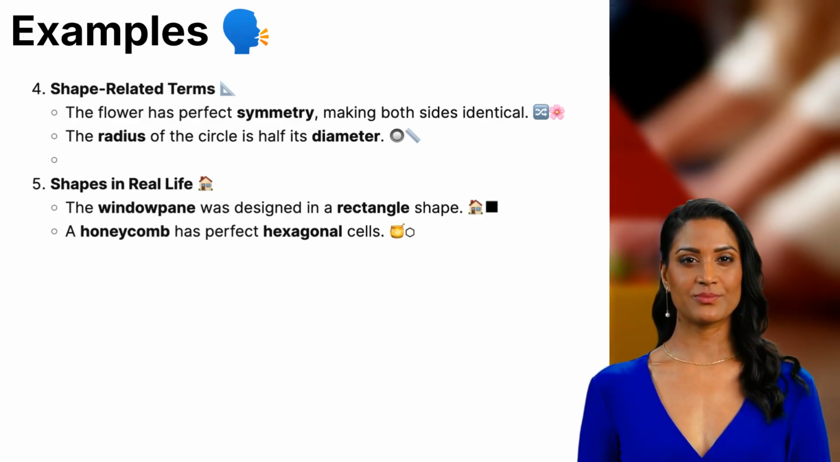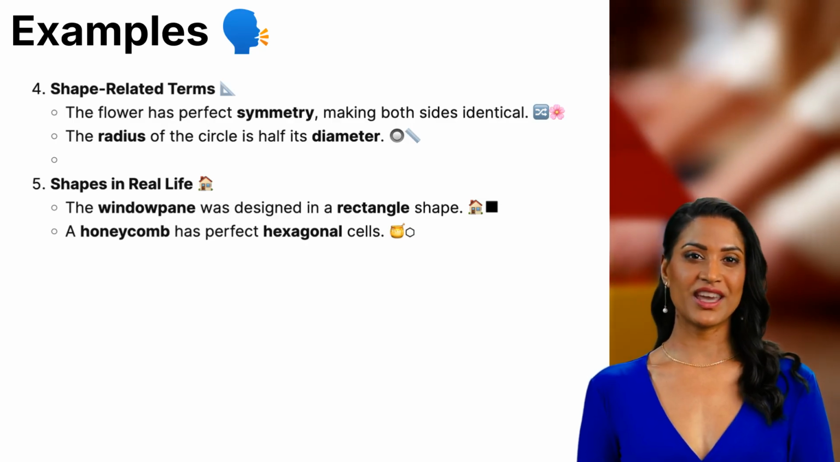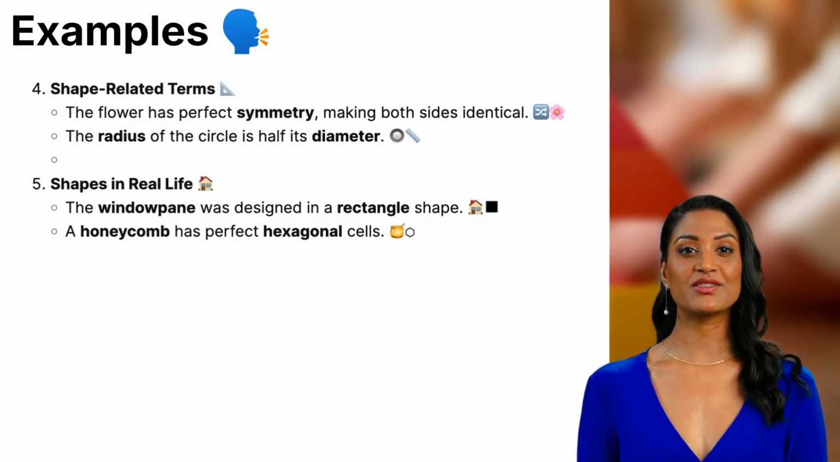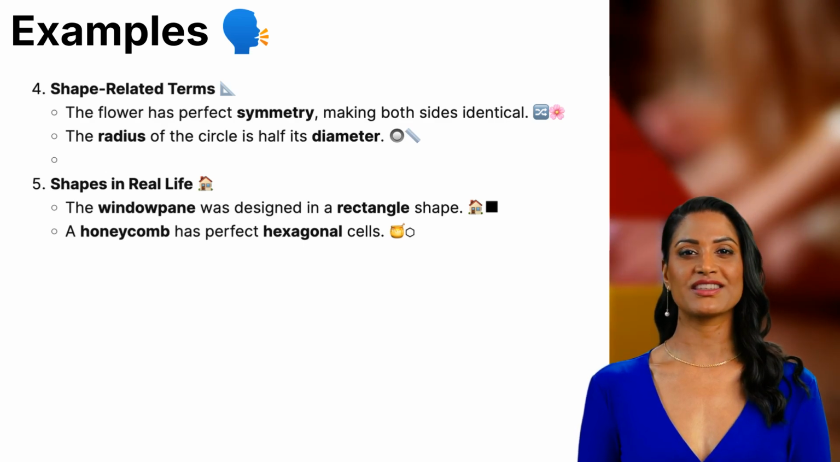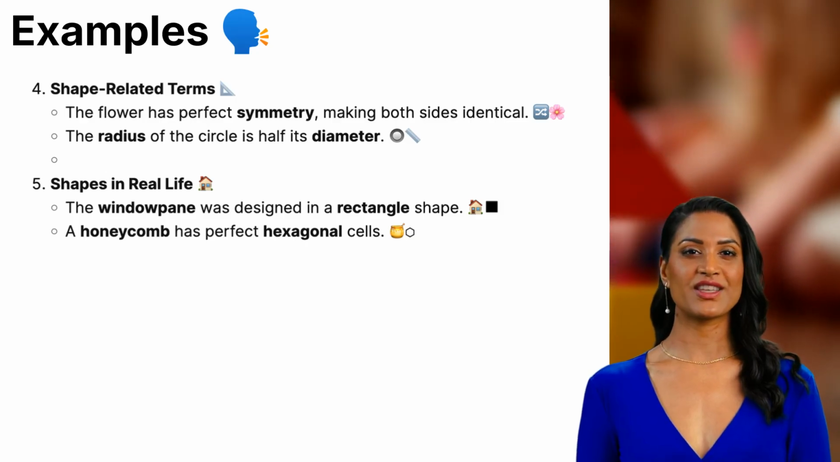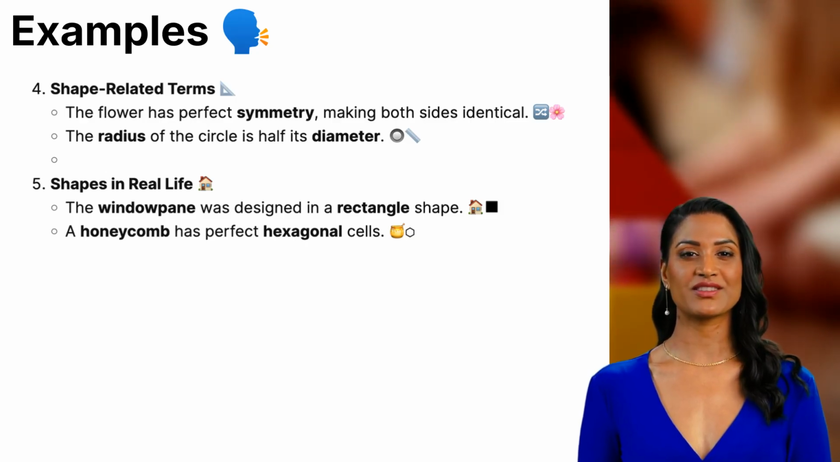A honeycomb has perfect hexagonal cells. Honeycombs are naturally made of hexagons, which help bees store honey efficiently with minimal space. Now that you've seen how these words are used in context, try practicing them in your daily conversations.